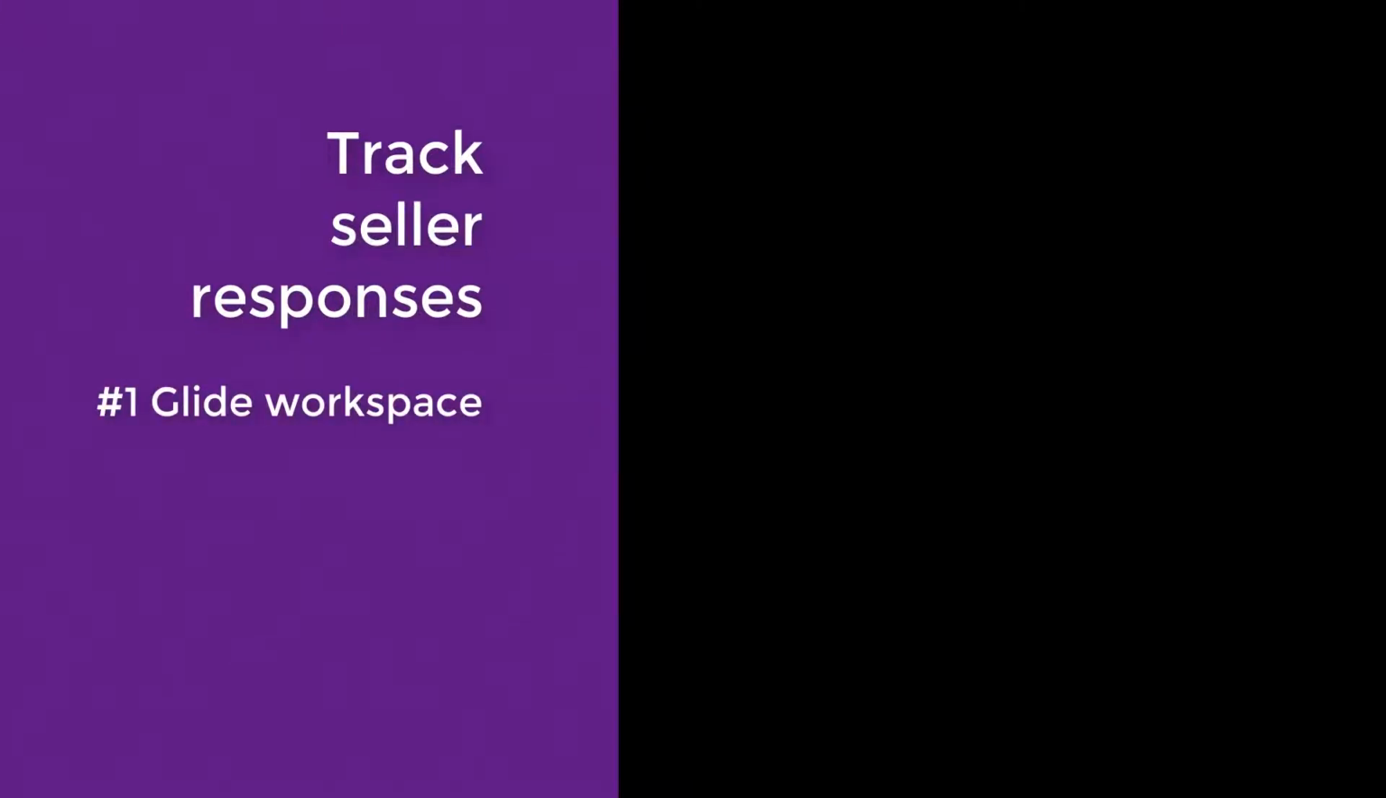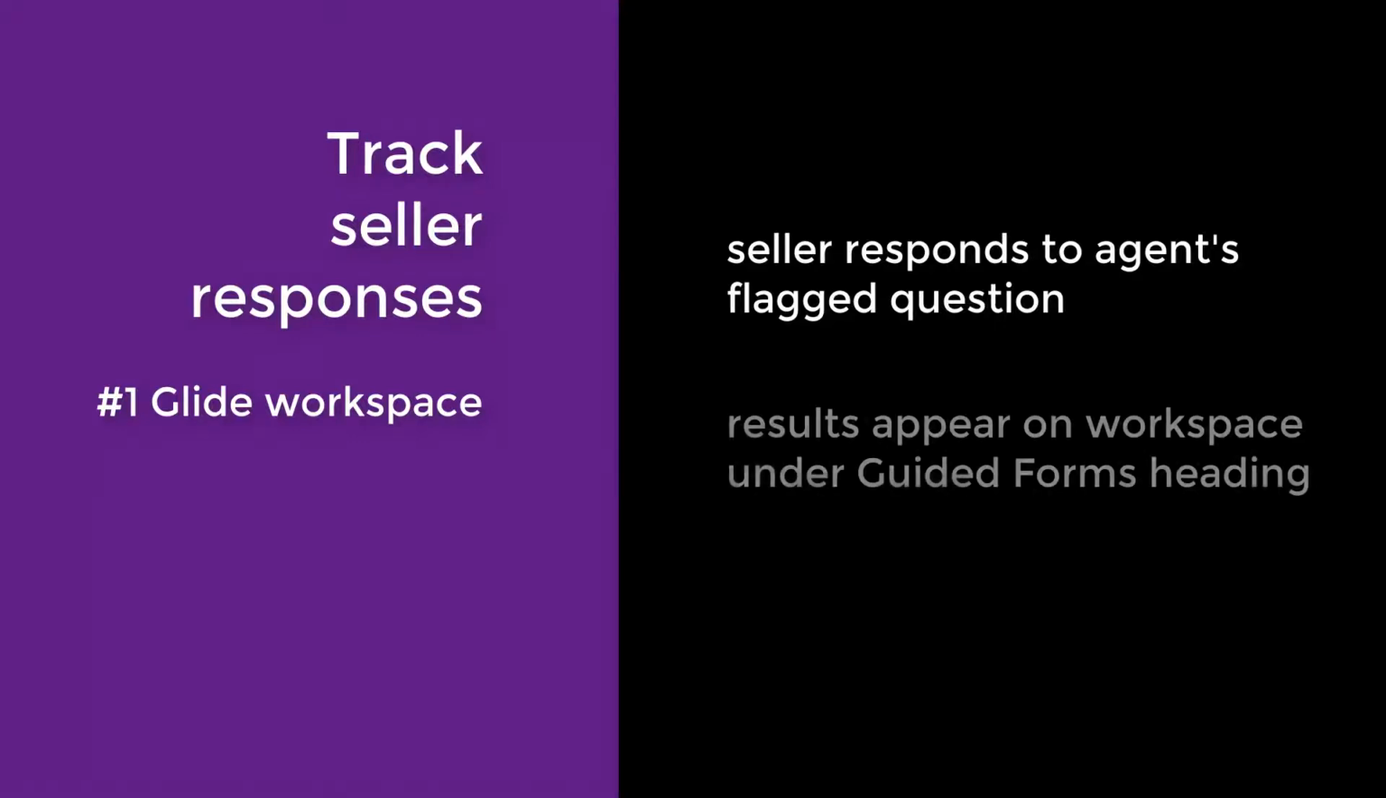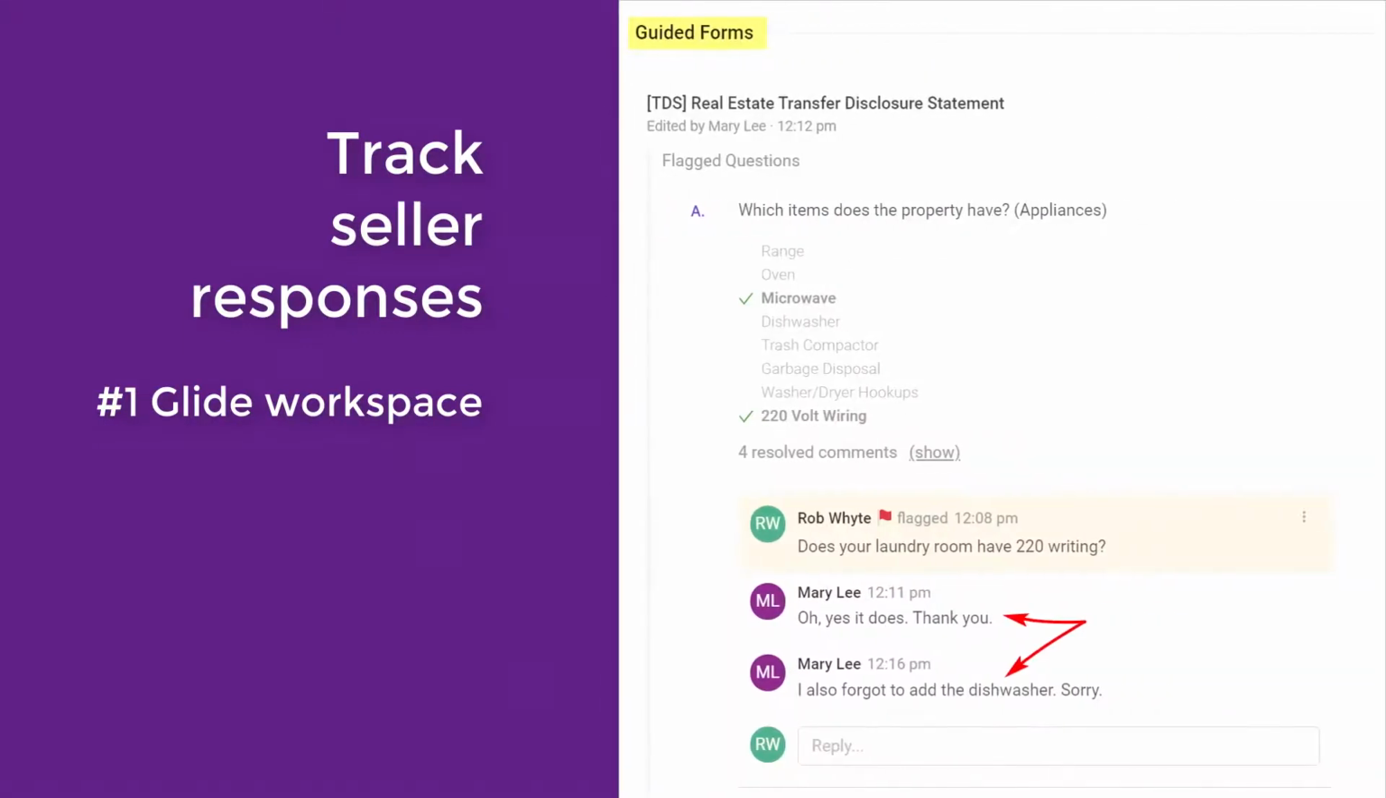There are two ways to track seller responses. The first one is on the Glide workspace. When a seller responds to an agent's flagged question, the results automatically appear on the agent's workspace under the Guided Forms heading. Here's an example. The seller provided two responses to the agent's flagged questions about wiring.